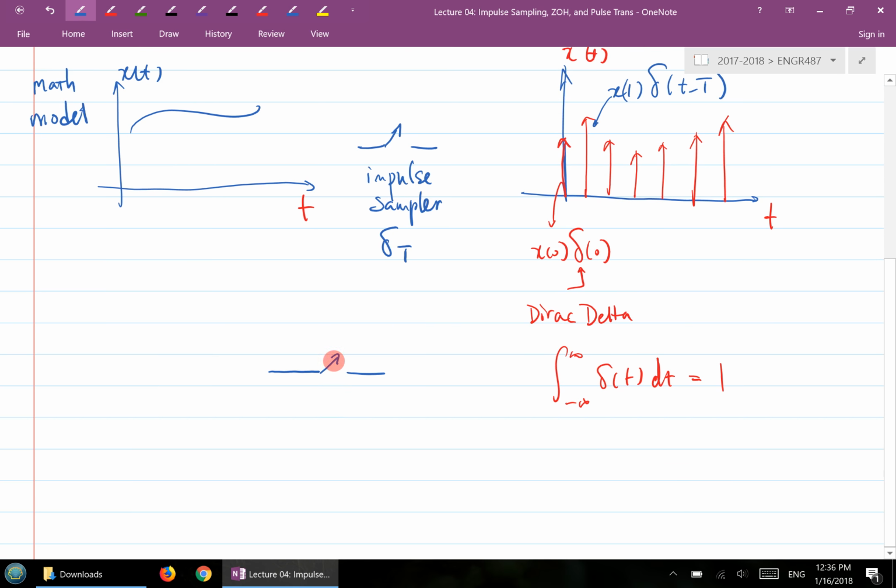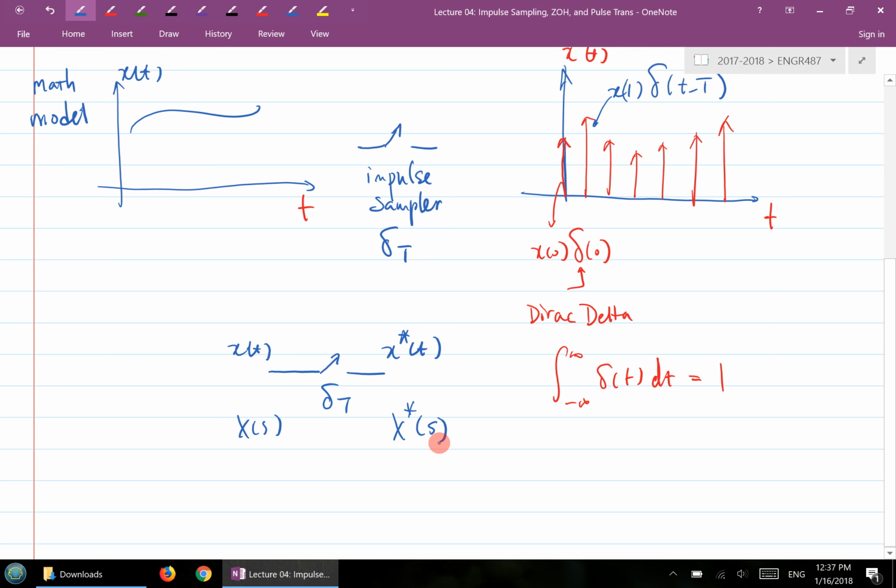Here is your delta t. This is your impulse sampler. Input is x of t, and output is x star of t. Of course, your input will have a Laplace transform x of s, and the output, the same thing. Remember, this is still basically a time function, just a very broken time function. So here you could have x star of s.